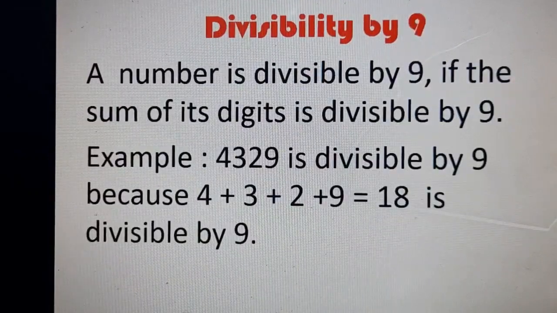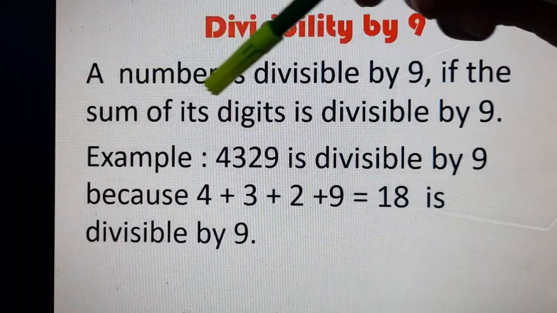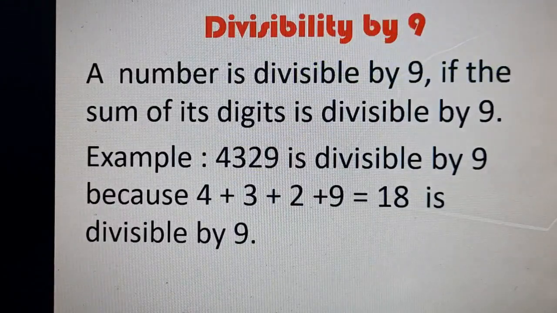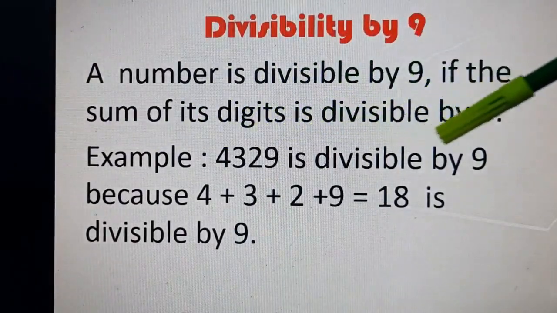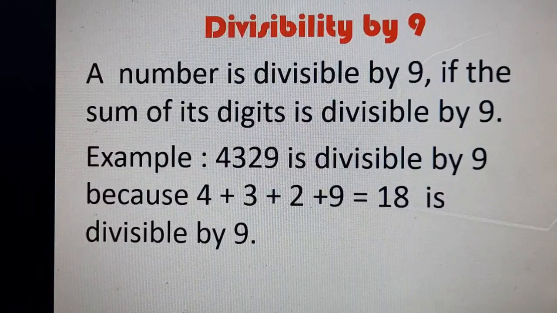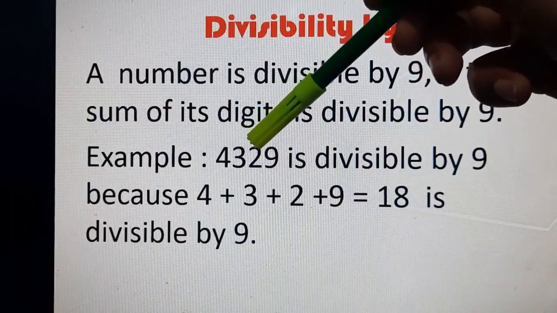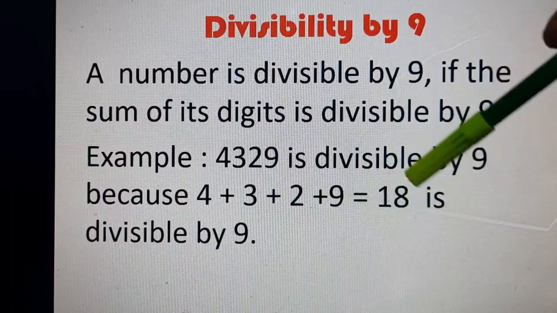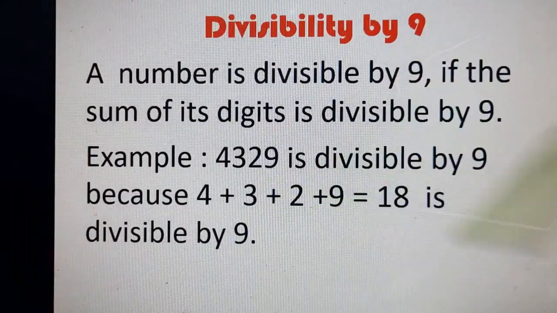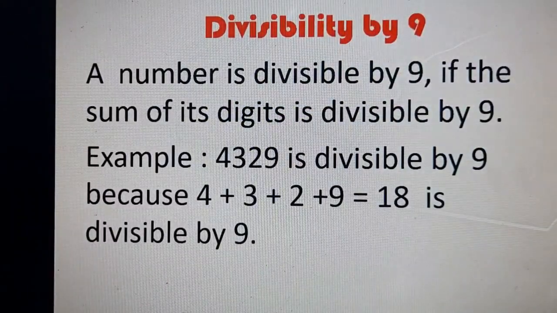Now, divisibility by 9. A number is divisible by 9 if the sum of its digits is divisible by 9, as we have done for divisibility by 3. For example, 4329 is divisible by 9 because, do the sum. 4 plus 3 is 7, 7 plus 2 is 9, 9 plus 9 is 18. Sum of the digits is 18 and 18 is divisible by 9. Therefore 4329 is divisible by 9. Understood?